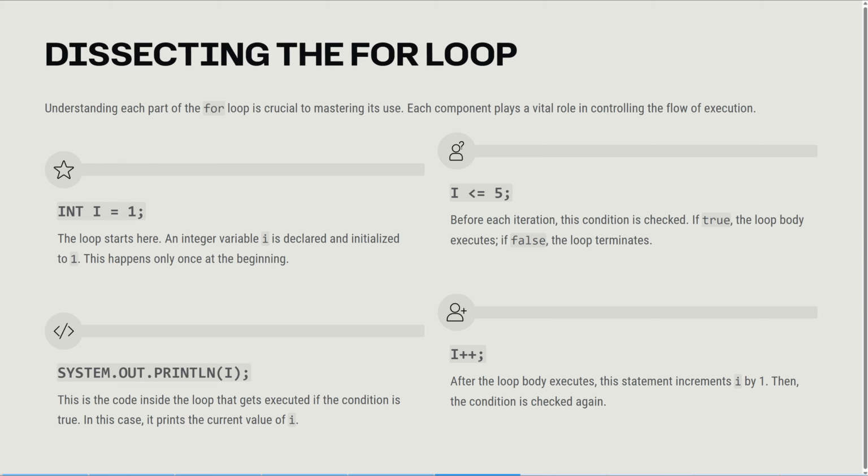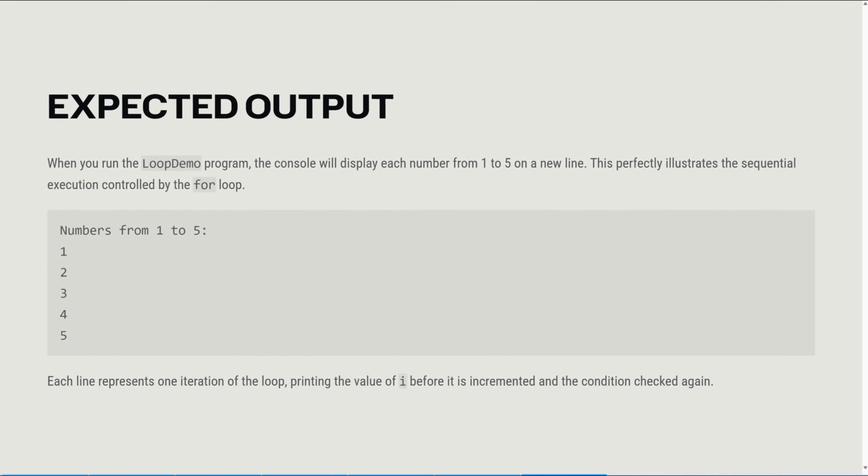After that, the counter increases by 1 using i++. The loop goes back to the condition and repeats. When i becomes 6, the condition is false, so the loop stops. This way, the program prints the numbers 1 to 5 without writing 5 separate print statements.